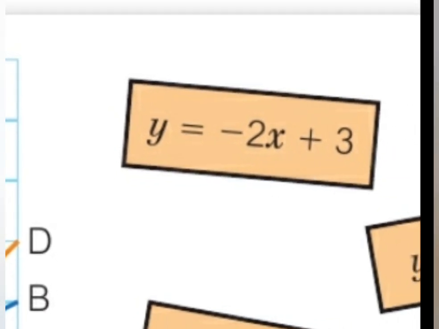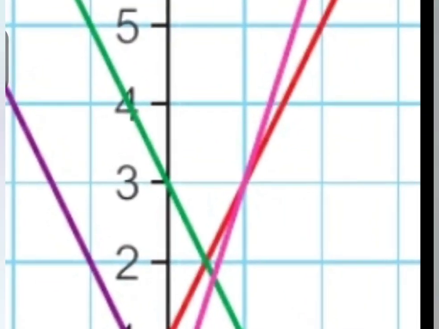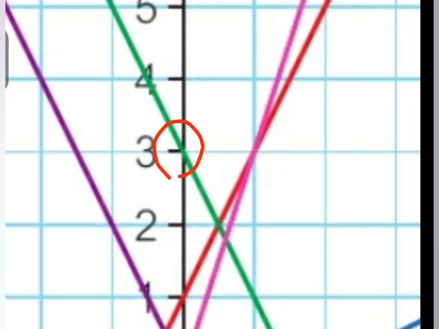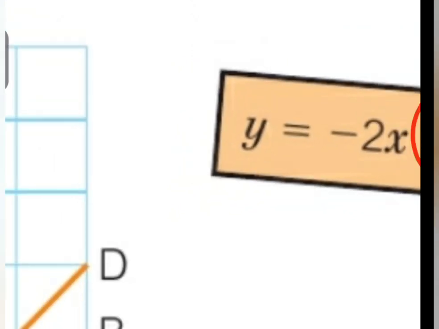Now, first, let's take a look at the first equation here. What's the y-intercept here? Very good, it's plus 3. Now, let's take a look at the lines and find plus 3 on the y-axis. On the y-axis, plus 3 is here. So the green line is crossing plus 3, and it's c. Now, we match c here to this equation. We write c. Good job.